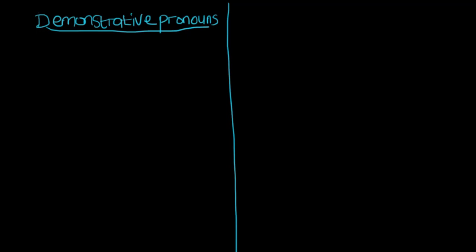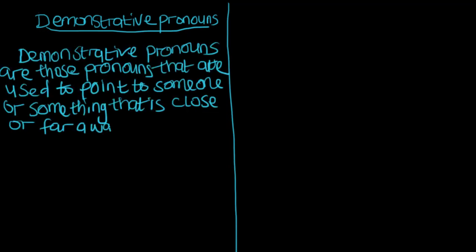Today we'll be looking at demonstrative pronouns, from the word demonstrate. So what is a demonstrative pronoun? Demonstrative pronouns are those pronouns that are used to point to someone or something that is close or far away. So basically, demonstrative pronouns are those pronouns that we use to point. We use it to point to something.